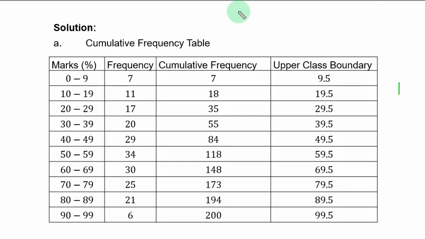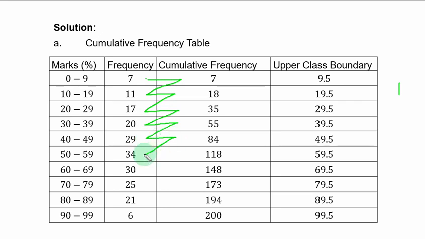You have the solution, A part, cumulative frequency table. So the marks here serve as class interval. You have the frequency. Cumulative frequency is simply the addition, where the first one is the first frequency, 7. So you add 7 to the next frequency, 11, you have 18. 18 plus 17, you have 35. Plus 20, you have 55. Plus 29, you have 84.